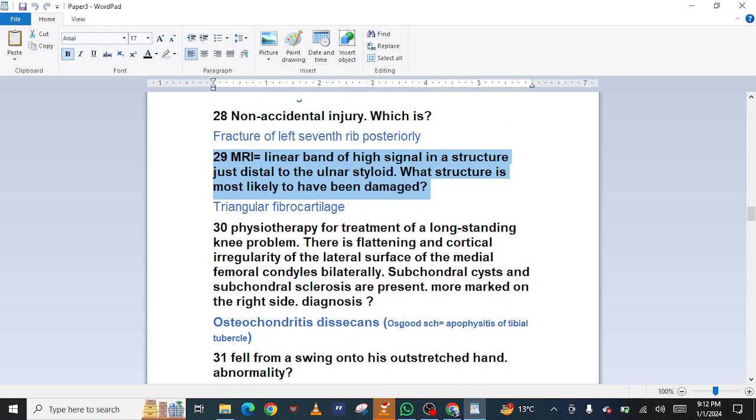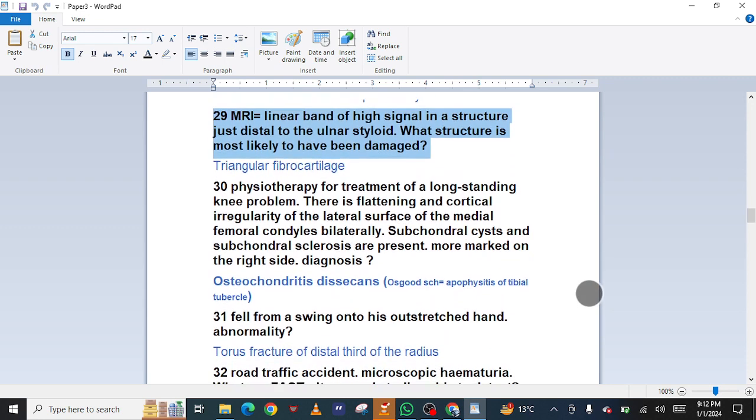29. MR: a linear band of high signal in a structure just distal to the ulnar styloid. What structure is most likely to have been damaged? Triangular fibrocartilage.